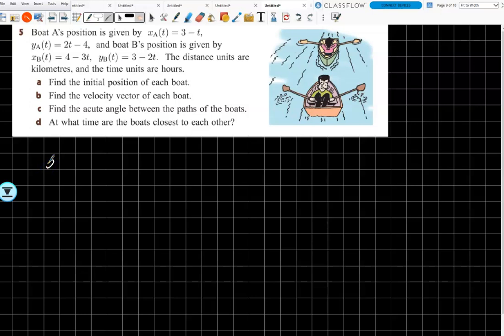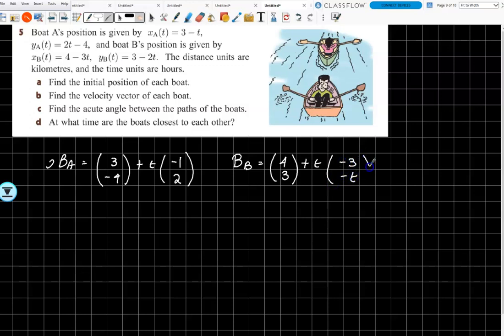So we've got boat A, and that was (3, -4) plus t(-1, 2), and boat B was (4, 3) plus t(-3, -2). Good with that? And I think everyone is happy. Yes, you can find your initial position. Yes, it's the first one.